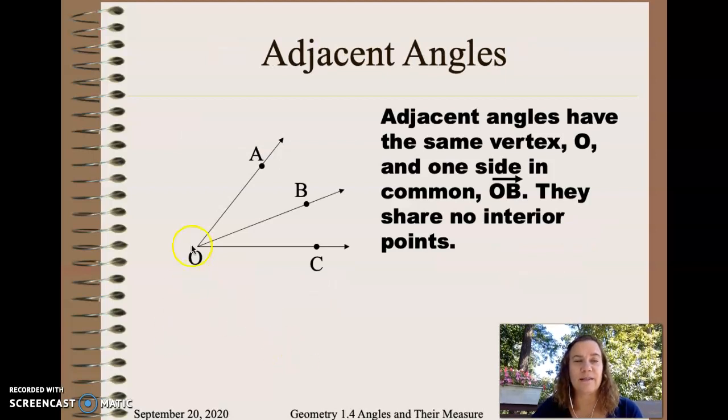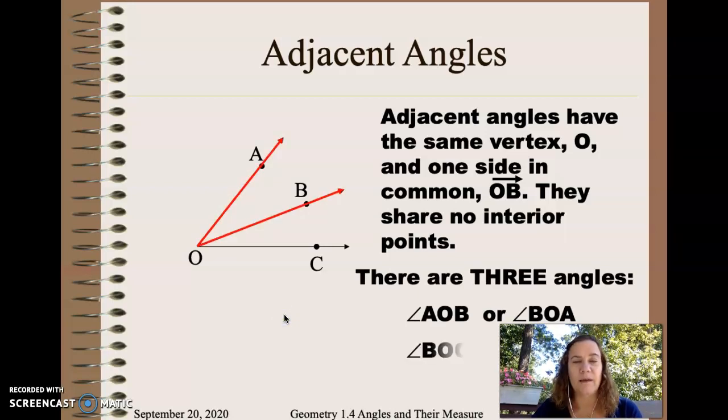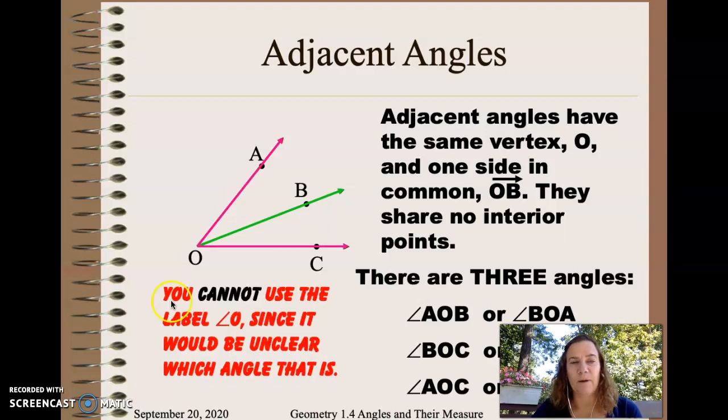Okay, adjacent angles. Adjacent angles have the same vertex and one side in common, OB, and they have no interior points. They share no interior points, meaning there's no overlap. Angle AOB is green, BOC is blue. There isn't any overlap. We've got three different angles: AOB, or BOA; BOC, or COB; and AOC, or COA. We can't say angle O, because there are a lot of angles here at O.